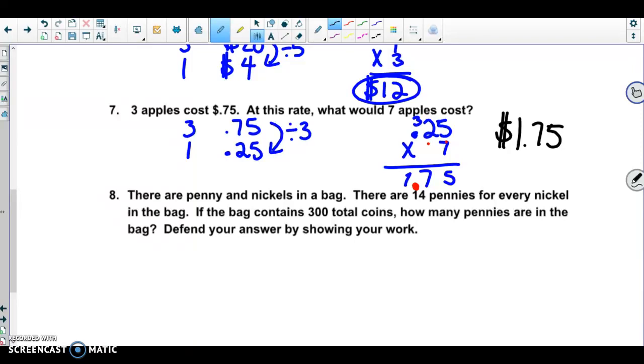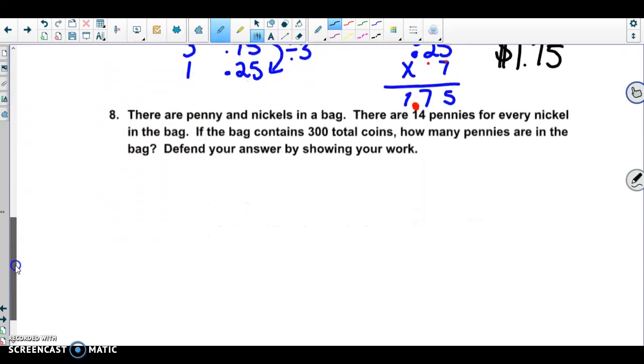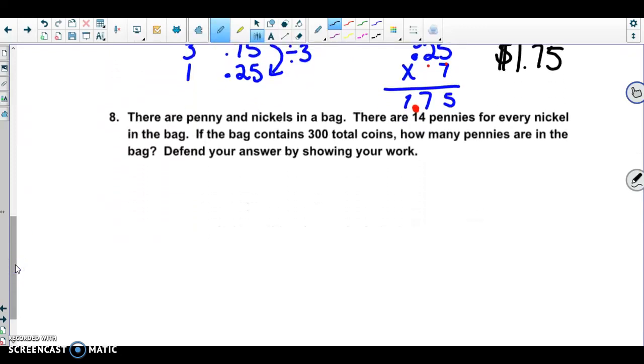Okay, so now let's take a look at the rest of the problems and finish this up. There are pennies and nickels in a bag. There are 14 pennies for every nickel in the bag. If the bag contains 300 total coins, how many pennies are in the bag? Defend your answer by showing your work.